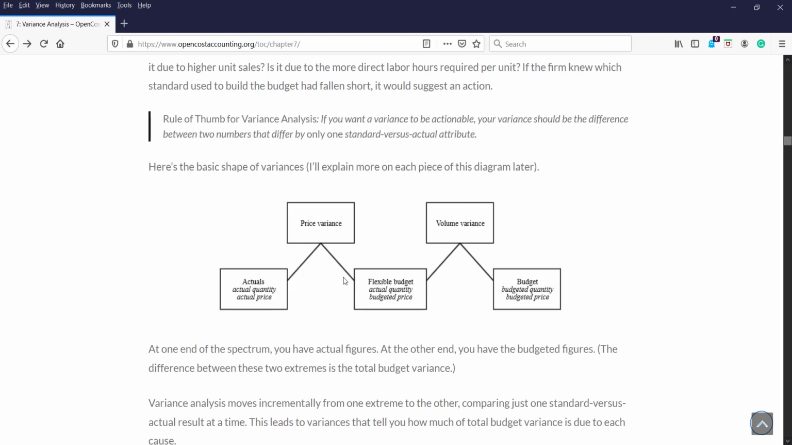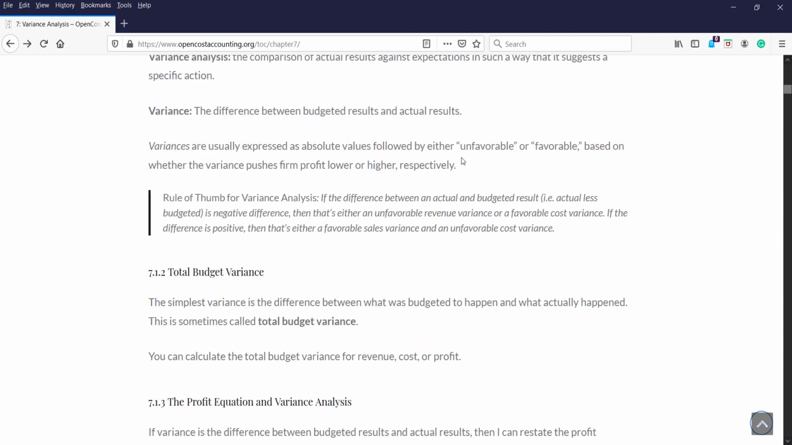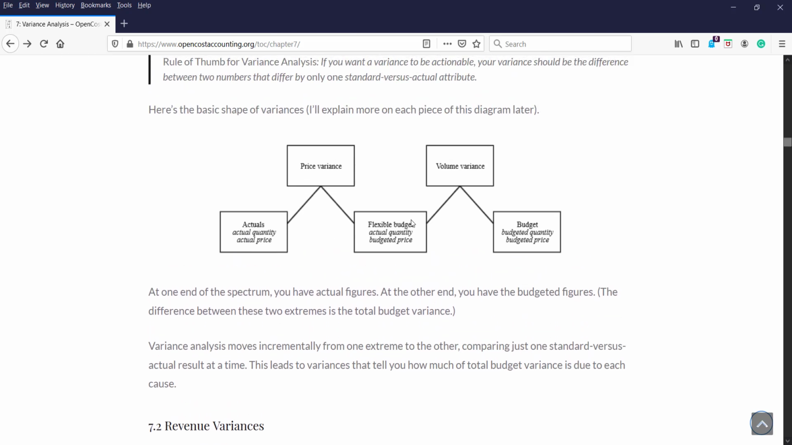So notice that from left to right, we get from full actuals to full budget, and it goes less and less actual, or excuse me, more and more budget and less actual as you go from left to right. So if your heart's set on using these signs to determine favorability, then understand that you are going to need to look at the more actual number and the more budgeted number. So down here, full actuals, of course, are the most actual. Flexible budget is like halfway actual, and full budget is not actual at all.